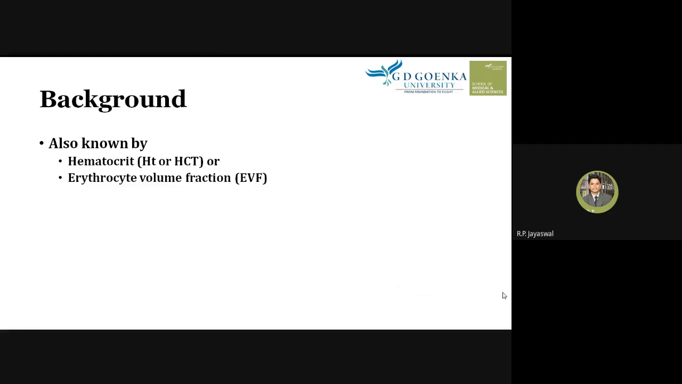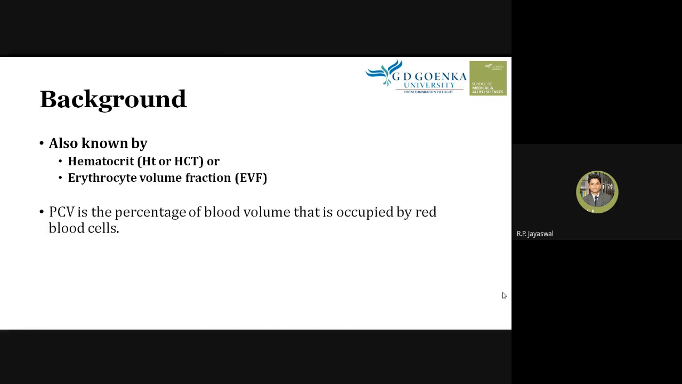We also abbreviate hematocrit as HCT. This test is also known as erythrocyte volume fraction, and we can define packed cell volume, PCV, as the percentage of blood volume that is occupied by red blood cells. This is the definition of packed cell volume. That is, the percentage of blood volume which is occupied by red blood cells is the packed cell volume.